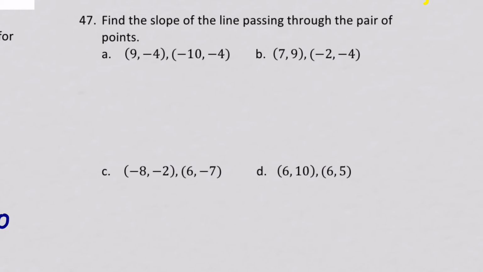Okay, 47, A, B, C, and D are the same question. Find the slope of the line passing through this pair of points. I'll do the first one, but I'm going to let you guys do the last 3. Okay, so here we go. (9, -4) and (-10, -4). First thing I'm going to do is stack them. You know what? No, I'll do it down here. (9, -4) and (-10, -4).